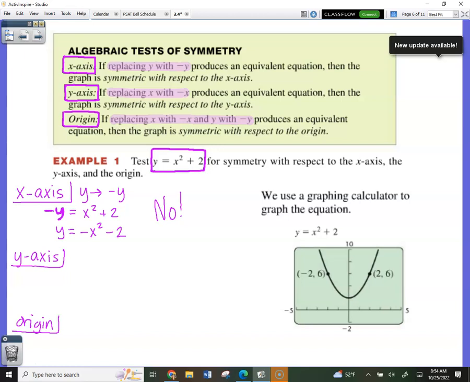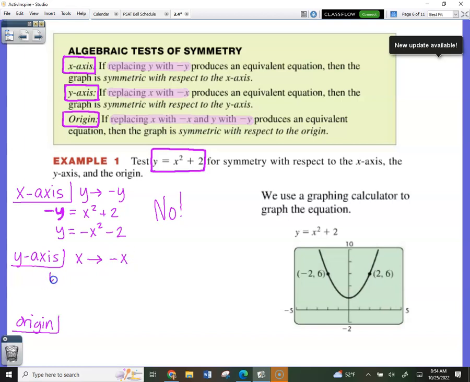It's so simple, it probably makes you think you're doing it wrong, because you're just plugging it in and comparing it to the other equation. Now let's do the y-axis. You've got to think, the y-axis runs up and down, so that means it's flipping right or left. So what's changing? The x is changing. So where there's x, I'm going to replace it with negative x.